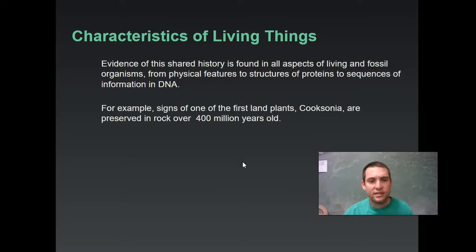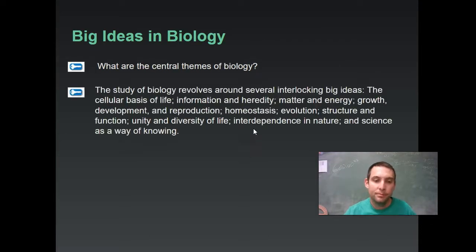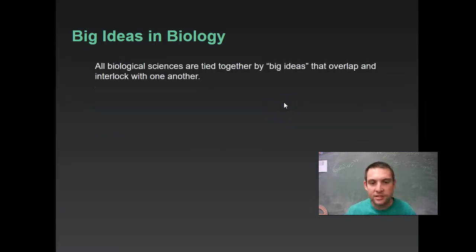For example, signs of one of the first land plants, Cooksonia, are preserved in rock over 400 million years old. So what are the central themes of biology? Biology revolves around several interlocking big ideas: the cellular basis of life, information and heredity, matter and energy, growth and development, reproduction, homeostasis, evolution, structure and function, unity and diversity of life, interdependence in nature, and science as a way of knowing. All biological sciences are tied together by big ideas that overlap and interlock with one another.